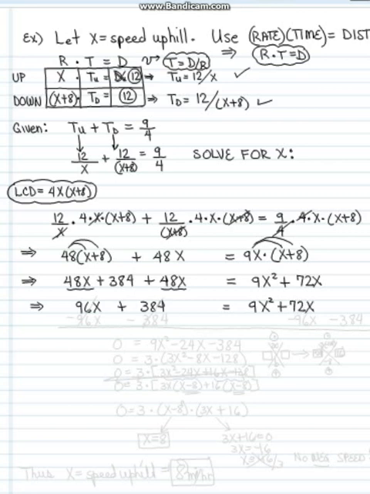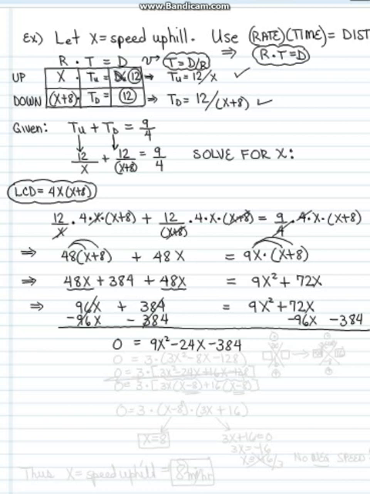The highest power on x is the second power. This is a second degree equation, so we get everything on one side, the other side 0, and we'll try to factor it. Let's get everything over to the right side so that we don't have to worry about the x squared being negative. So we're going to subtract 96x from both sides, line up the like terms, and we're going to subtract 384. So we have 0 equals 9x squared, 72 minus 96 is negative 24 times x minus 384.